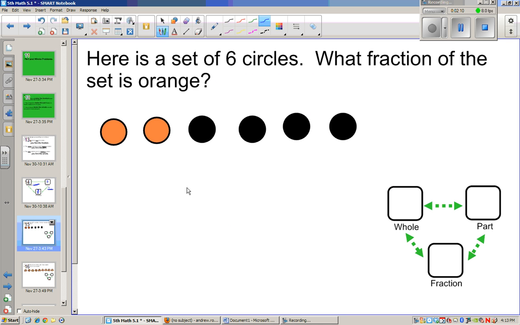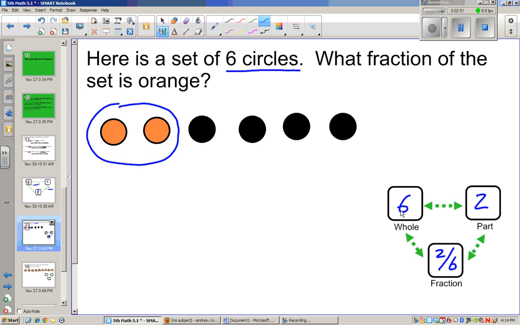So here's the first type of problem where they give you the part, they give you the whole, and you have to find the fraction. And we did a lot of these yesterday, so you've got a pretty good handle on these. So here's a set of 6 circles. What fraction of the set is orange? Well, first of all, what's the whole set? Well, the whole set is 6 circles. So that's the whole. I'll put that in the diagram here. What's the part? Well, the part is 2. We've got these 2 that are orange. So what's our fraction? Our fraction is 2/6.